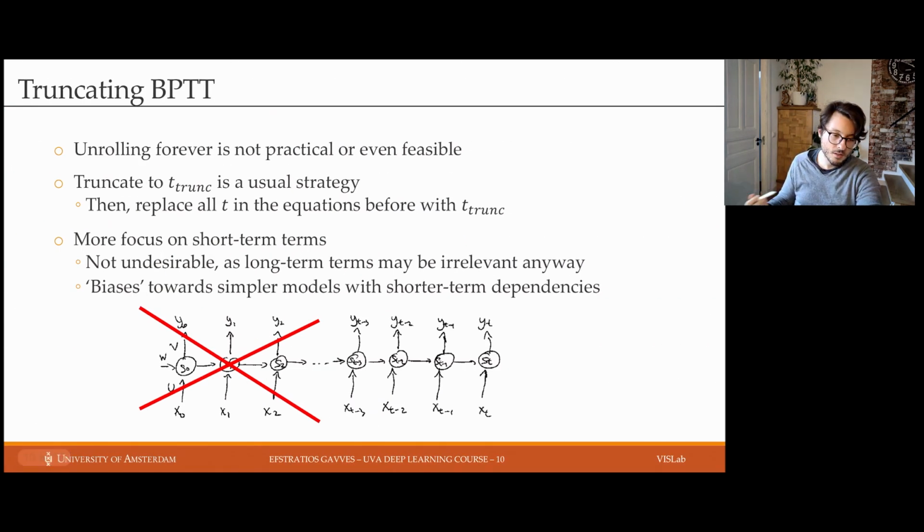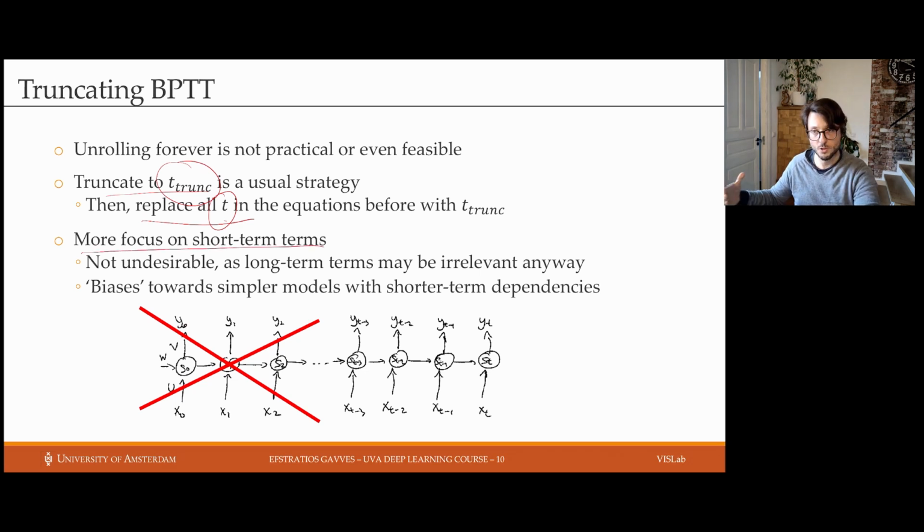And again, if we have one loss per time step, then we have to add them all. Since, as we saw, unrolling infinitely can be a problem, and in practice I'm not sure it's even feasible most of the time, what one can do is truncate. That's a usual, popular strategy. You can truncate at a maximum length, and then you simply replace t with the truncation length in the previous equation, nothing else.